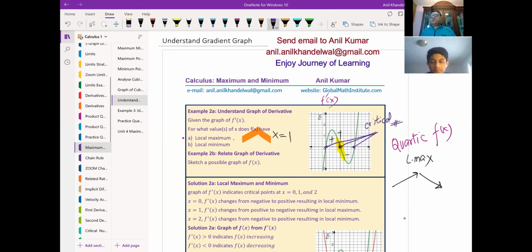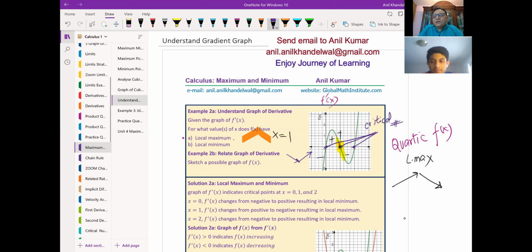Out of these, some will be maximum, some will be local minimum, some will be neither. So to figure it out, we are seeing how the derivative changes. From here, this is negative and goes to positive. Negative going to positive means local minimum. Do you see that? So minimum at 0.